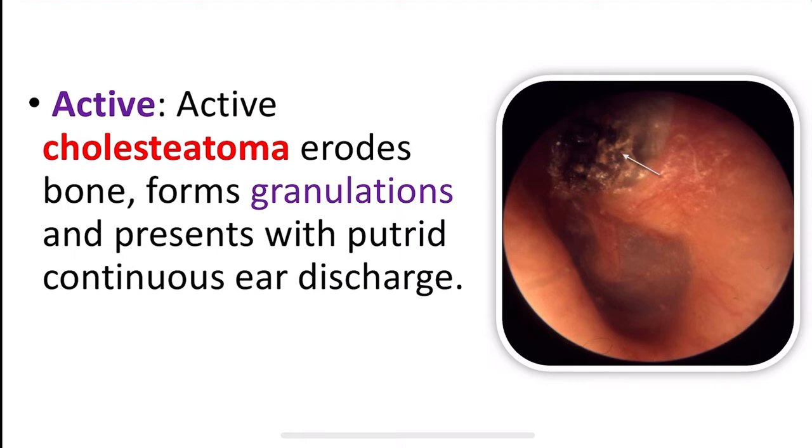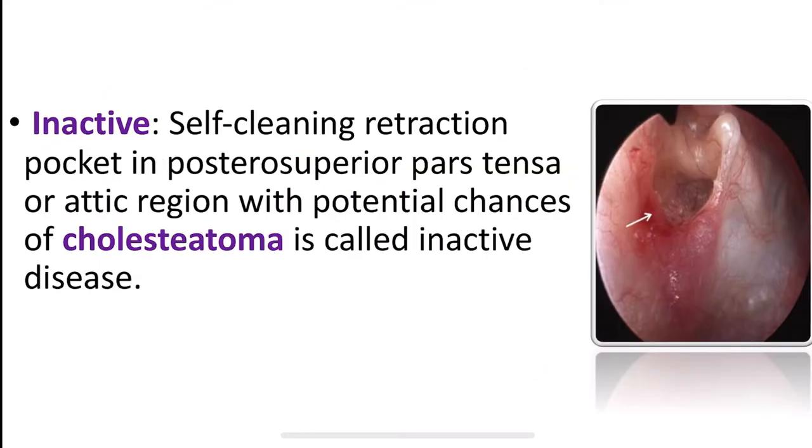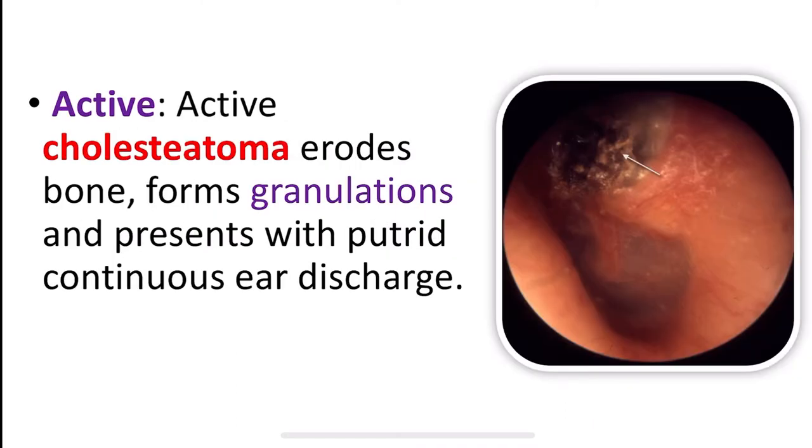In the active, what happens? The cholesteatoma is already formed. Now it is starting to erode the bone, forming granulations, and they are present with putrid continuous ear discharge. In the inactive, there were chances of cholesteatoma formation, but in active, cholesteatoma formation has occurred. It is causing bone erosion, and there is formation of granulation tissue, and there is putrid continuous ear discharge.